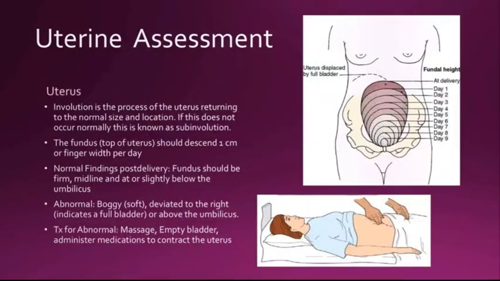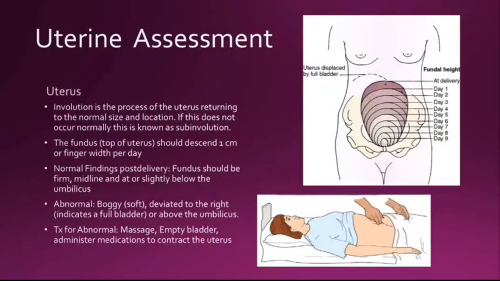It should be firm because remember the uterus is a muscle, and a muscle contracted should feel firm, just like when you were palpating for contractions. If the uterus is clamped down, because it should be, because it's actively trying to shrink, then it should be firm. And it should be midline, so it should be located in the middle of the abdomen. So post-delivery, normal findings, fundus should be firm, it should be midline, and it should be at or slightly below the umbilicus. So your abnormal findings would be if it was above the umbilicus, if it was soft, and we call that a boggy uterus, kind of feels like a squish ball, or if it's deviated to the right.